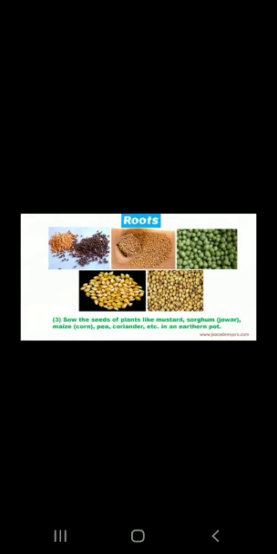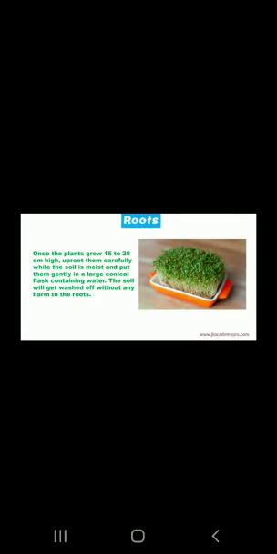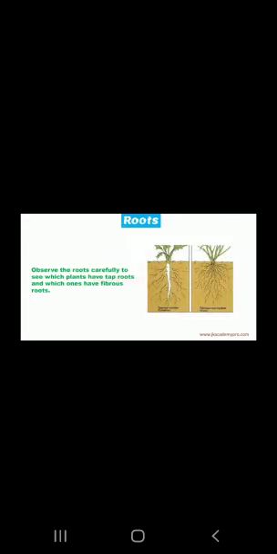Now here there is one more experiment where you have to plant different seeds which are available at your home. For example, mustard, sorghum or jowar, corn seeds, then peas, coriander, fenugreek, etc. You have to put them in an earthen pot and water it for a few days. You have to cultivate the plants for 8 days, and after 8 days you have to uproot these plants and wash them under the running tap. Then observe the root system of these plants, and you can see which type of root they have, whether the tap root or the fibrous root. You can observe it yourself.